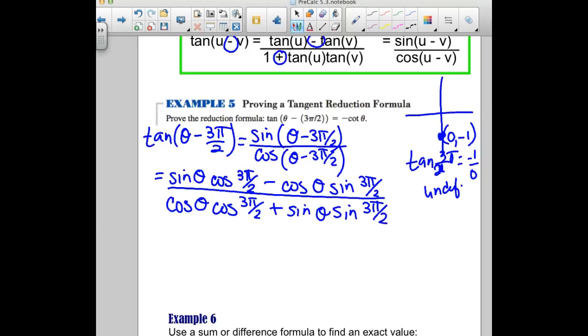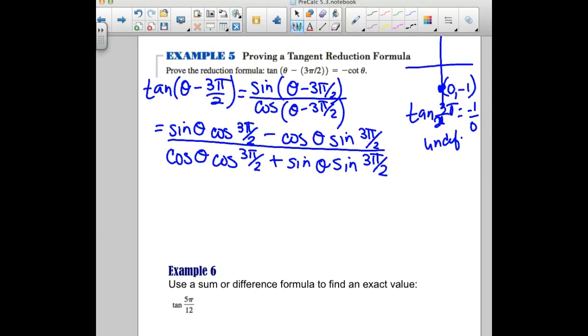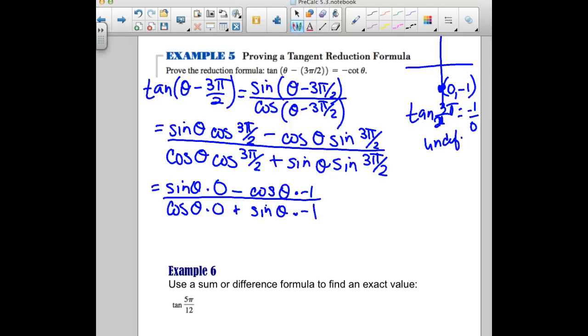All right, now we need to do a lot of simplifying here. The thetas we can't do much about right now, but all of the 3 pi over 2's we can replace. So this is sine theta times cosine of 3 pi over 2. And the cosine, or the x-coordinate at 3 pi over 2, is 0. Then we have minus cosine of theta, and the sine of 3 pi over 2 is negative 1. On the bottom, we have cosine of theta times cosine of 3 pi over 2, which is 0 again, plus sine of theta times sine of 3 pi over 2, which is negative 1 again.